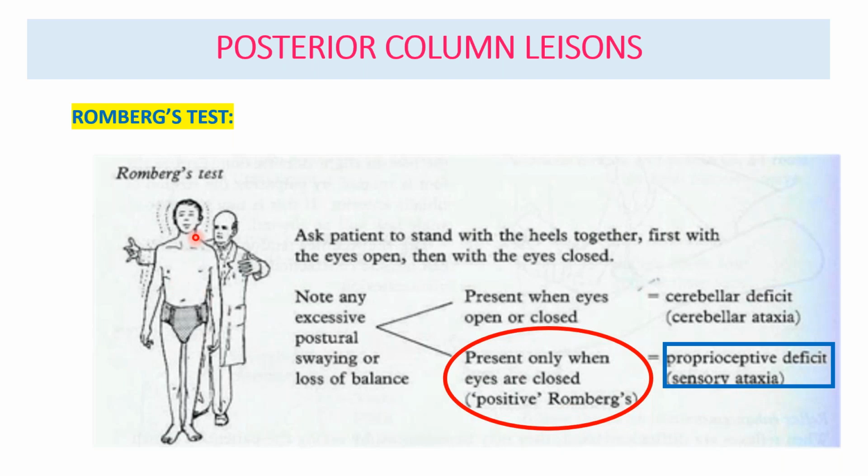The reasoning behind it is that when the eyes are open and the cerebellum is intact, he can still receive the unconscious proprioception. But if the eyes are closed, because this is for the conscious proprioception, the patient will sway, will fall. So this is the Romberg's test.